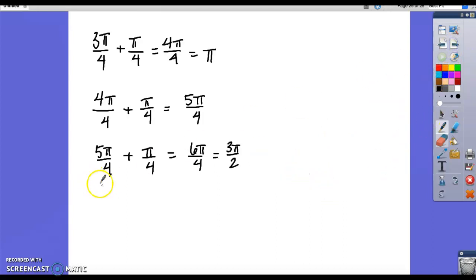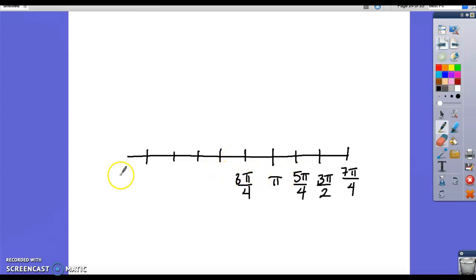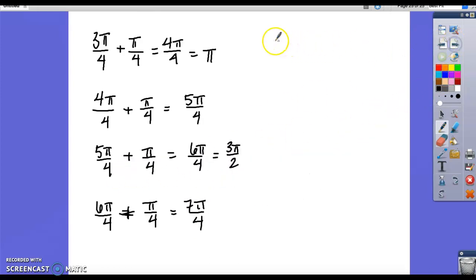Then just to double check that I'm on the right track, I'm going to do 3 pi over 4 plus pi over 4, but I'm going to write 3 pi over 2 as 6 pi over 4. And I add pi over 4 to that, and I get 7 pi over 4. So I'm doing good here. Now I need to go in the other direction. So I would say 3 pi over 4 minus pi over 4 because I'm moving left. That is 2 pi over 4, which is pi over 2.